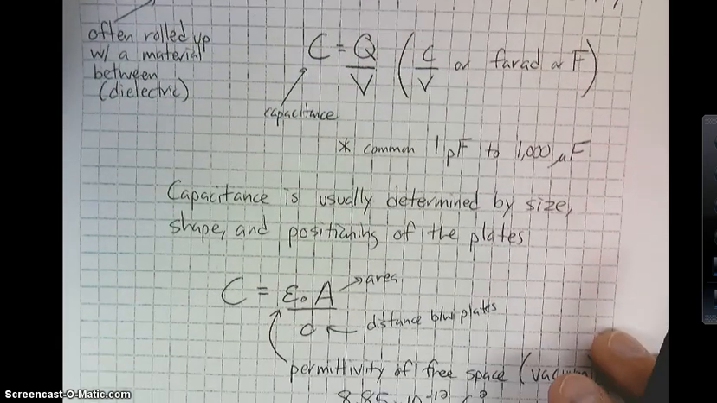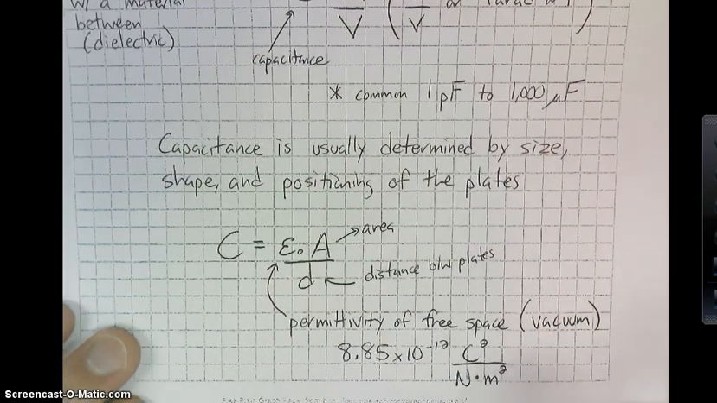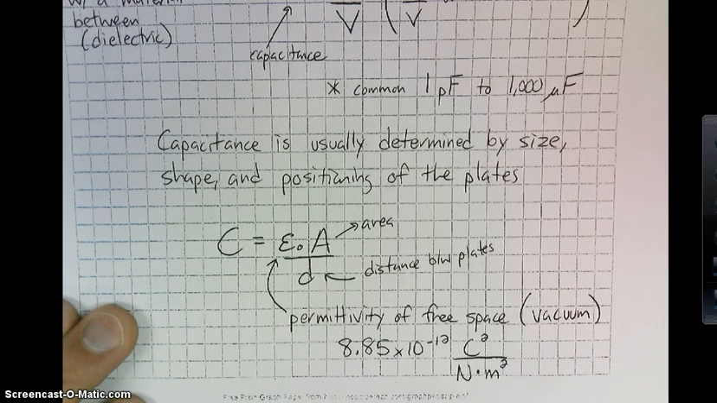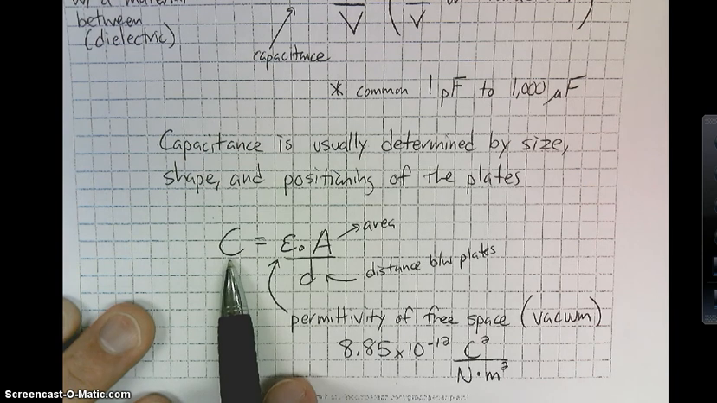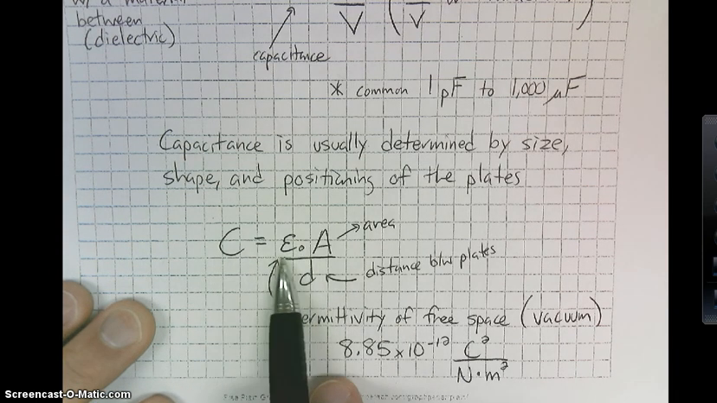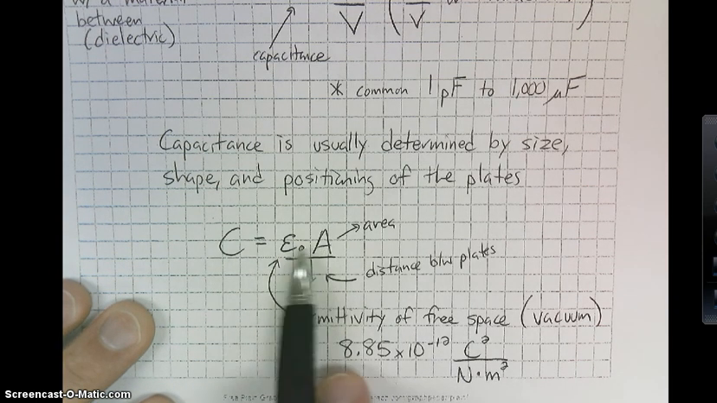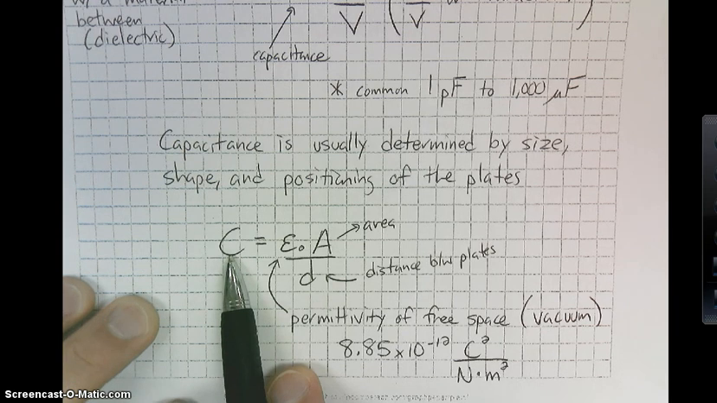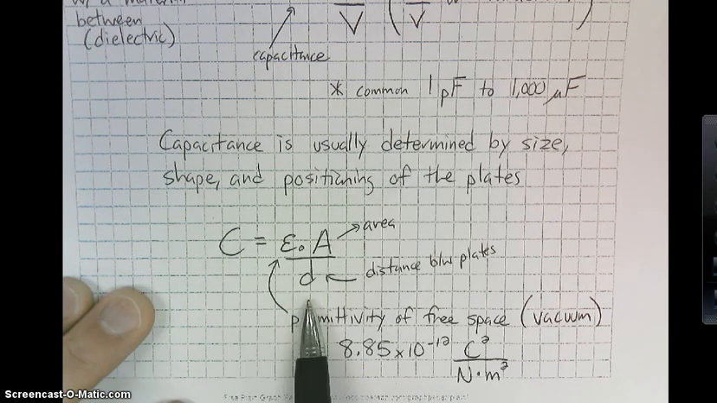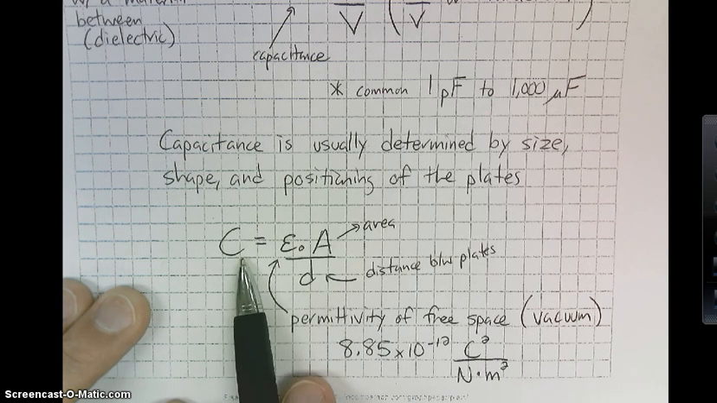So down here, I've got that capacitance is usually determined by the size, shape, and the positioning of the plates. If you look at this equation, capacitance is equal to, now this little symbol I'll come back to in a second, but it's directly proportional to the area. So as the area goes up, the more charge you can store, the capacitance goes up. And then the capacitance is also affected by the distance between the plates, but the bigger the distance, the less you can store. So you ultimately want to get as big an area as you possibly can and get them as close as possible. That's how you're going to be able to get the biggest amount of capacitance.